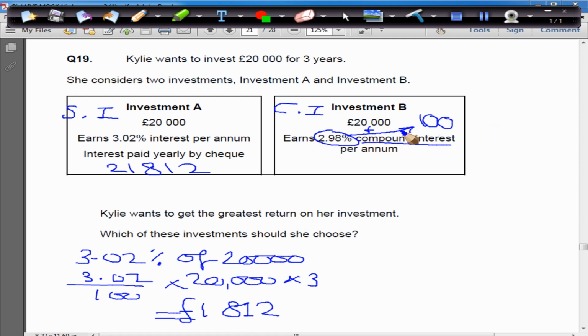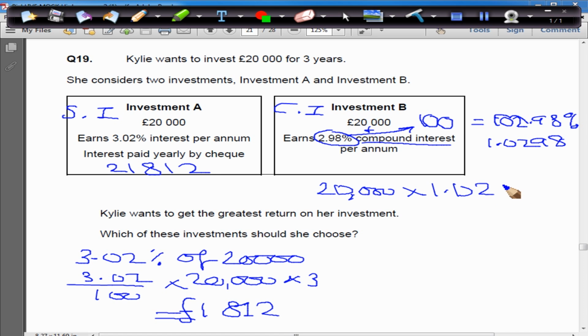If you want to work out the actual percentage, the multiplier, 2.98 add 100 will give us 102.98. Is that right? Yeah? So now if you want to turn the percentage into a decimal multiplier, we divide by 100. So we move back by 2 places. So it becomes 1.0298. So we have £20,000 and we multiply that by 1.0298 for 3 years like that.